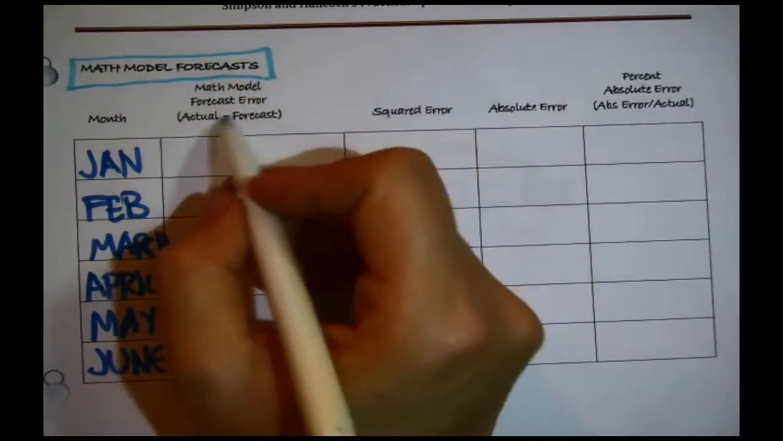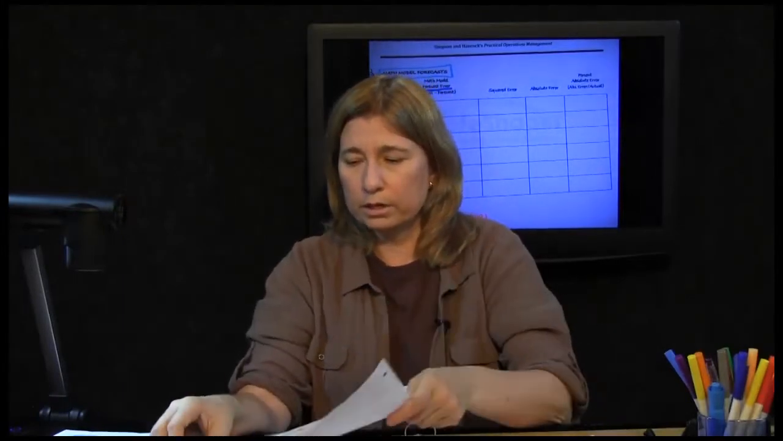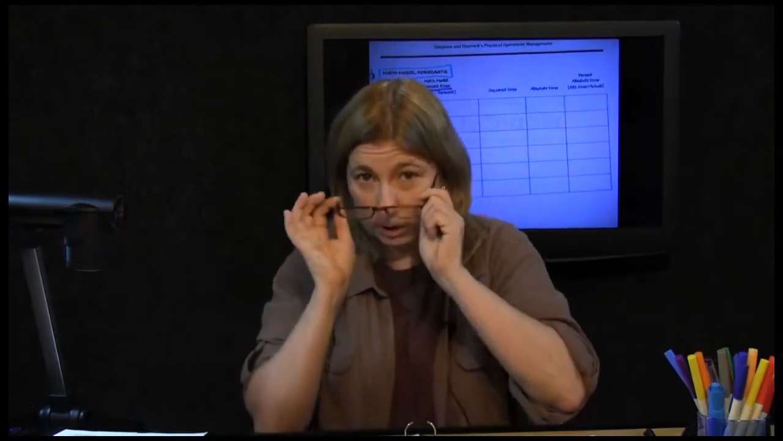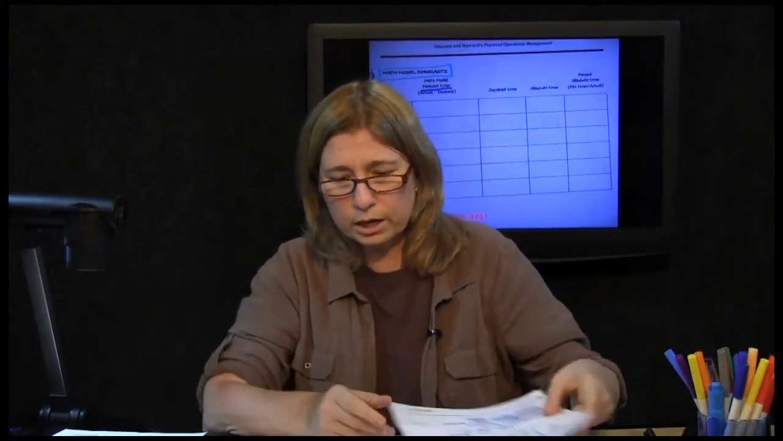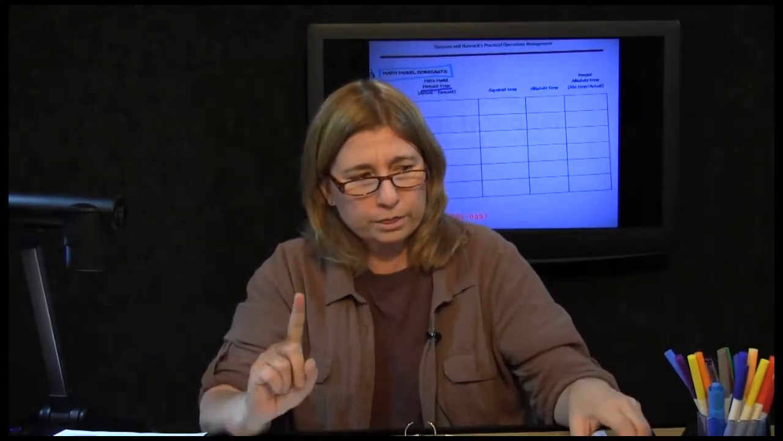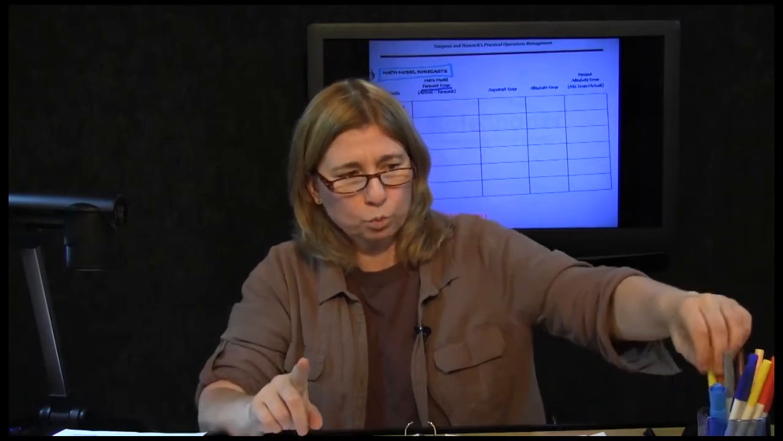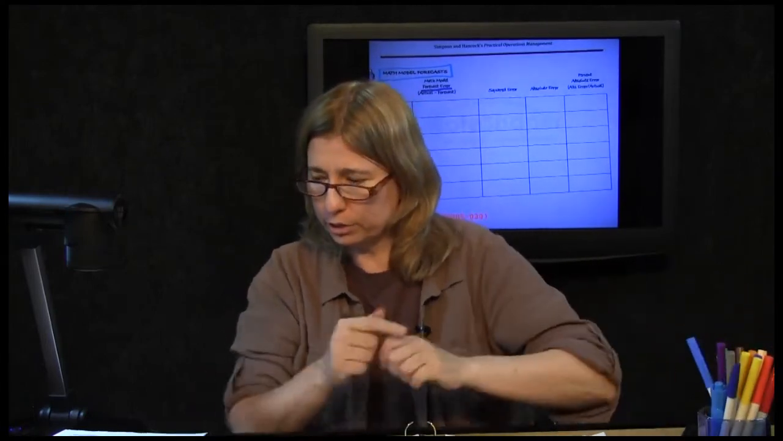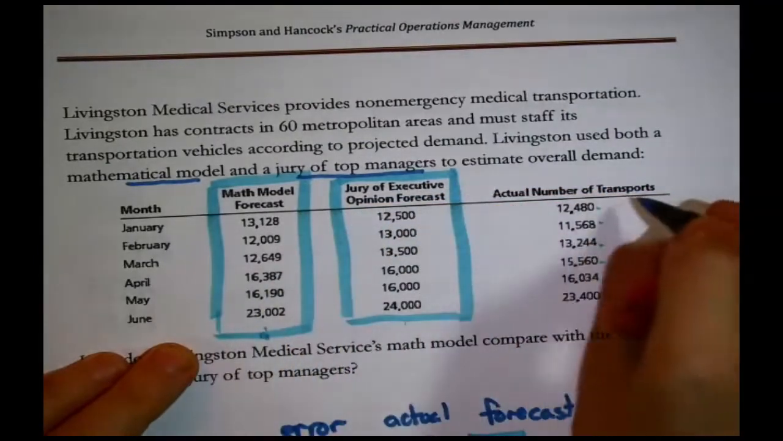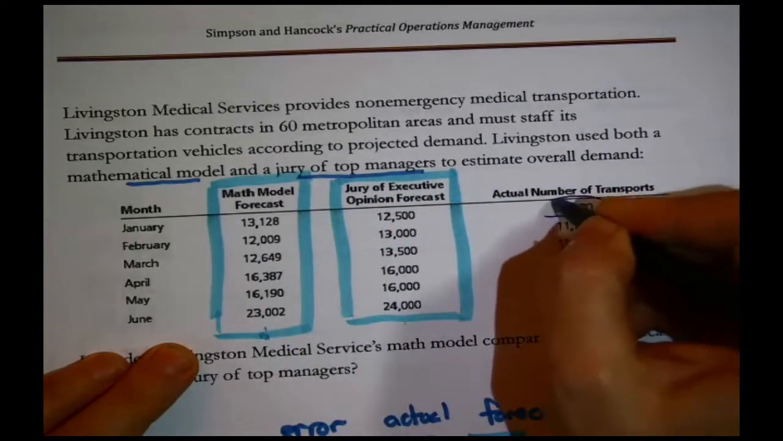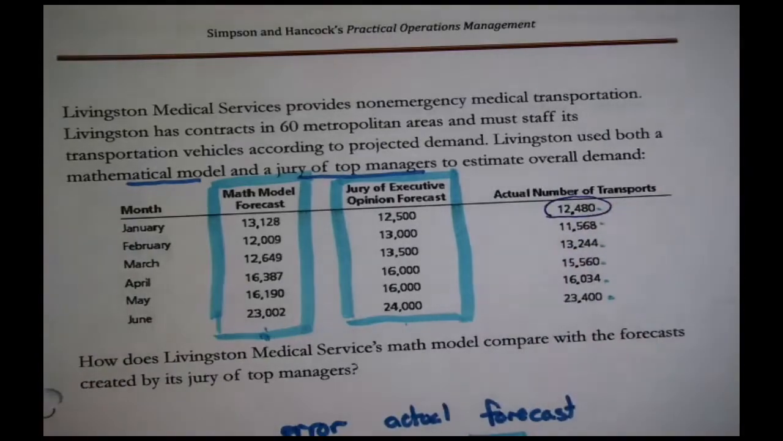The first task would be to calculate the forecast error. All right, now that means I need my original data here. Since this is going to get a little intricate, I'm going to put on my glasses just to make sure that all goes well. Let me think, okay, the math model, what was the error in January? I need the actual from January, so I grab the data. Let's see, actual number of transports in January, 12,480.